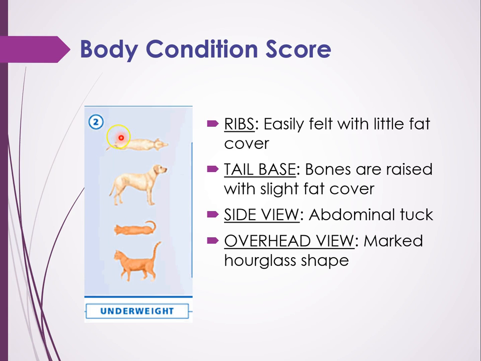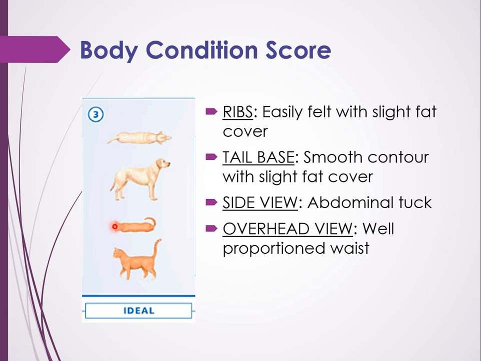As you can appreciate, it's slightly better compared to body score number 1. With ribs, as I say, you have to have a feeling when you do your close examination later. This is body condition score 3, whereby it's an ideal body condition for cats and dogs. Well proportionate waist, easily felt with slight fat cover for the ribs. Okay. And they still have that abdominal tuck. It's not that you will not get a straight overhead view.